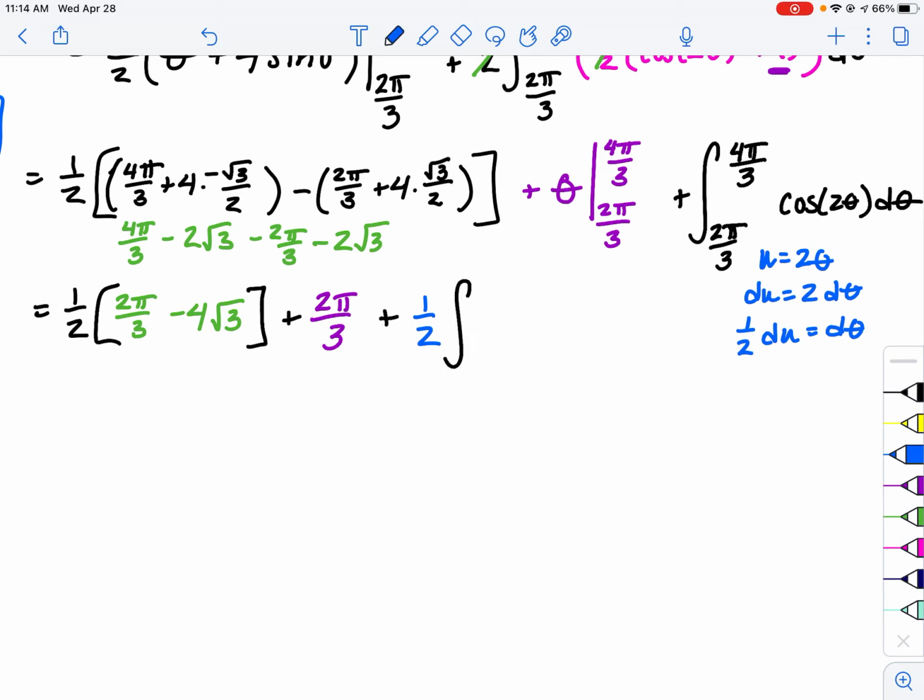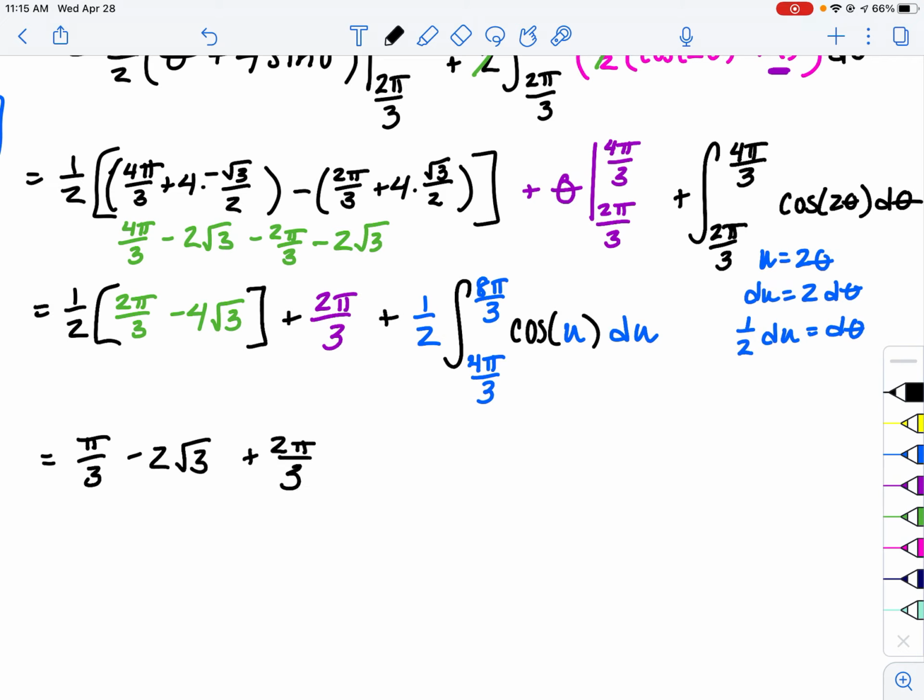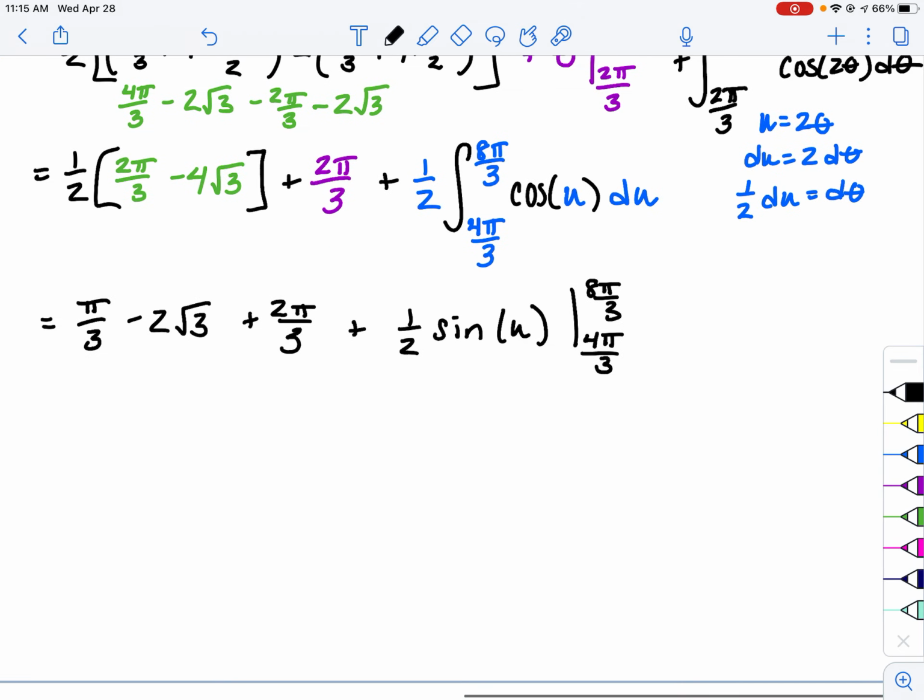let's replace our limits of integration. That's going to give me 4 pi over 3 to 8 pi over 3 if I replace my limits of integration into u equals 2 theta, and then cosine of u du. Okay, so keeping that up, that's going to be pi over 3 minus 2 root 3 plus 2 pi over 3 plus we're going to get 1/2 times the sine of u evaluated from 4 pi over 3 to 8 pi over 3.